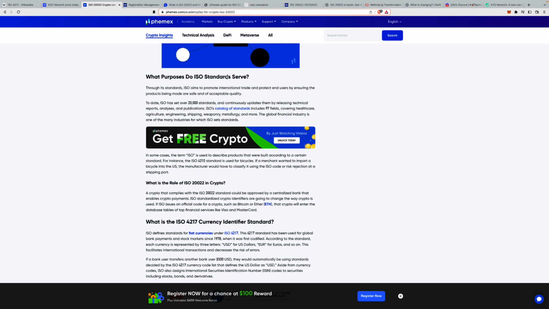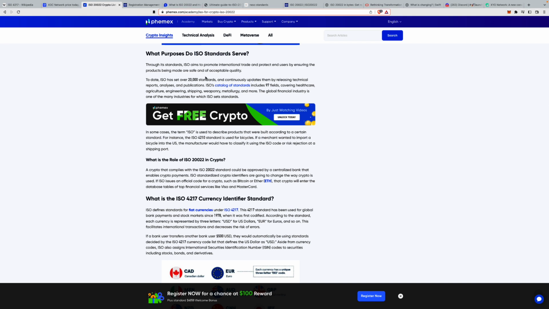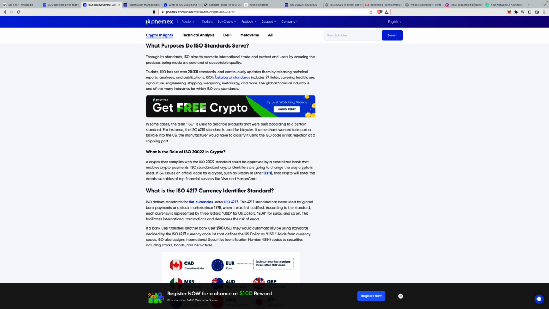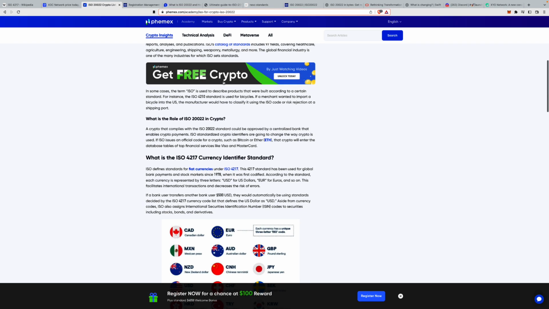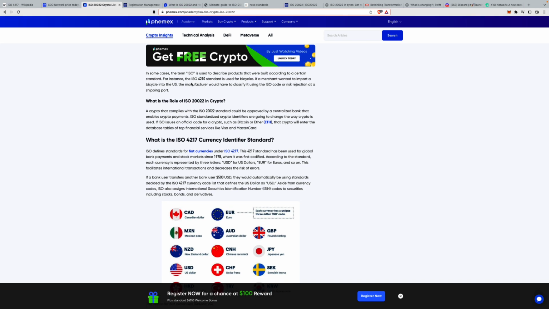What purposes do ISO standards serve? Through its standards, ISO aims to promote international trade and protect end users by ensuring the products being made are safe and of acceptable quality. To date, ISO has over 20,000 standards and continuously updates them by releasing technical reports, analyses, and publications. We can skip that. The global financial industry is one of the many industries for which ISO sets standards. ISO is the standard-setting body of basically all these different industries here. In some cases, the term ISO is used to describe products that were built according to a certain standard. For instance, the ISO 42110 standard is used for bikes.